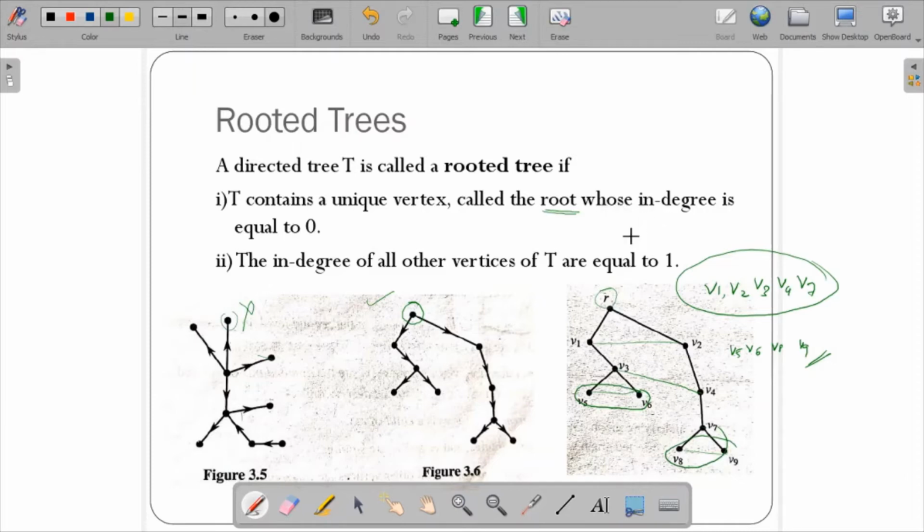Initially, we take one vertex as the root. You can see v5, v6, v8, v9 are leaves and all other vertices are internal vertices. This is in the first level, this is in the second level, these are in the third level, and this is in the fourth level. So this is the definition of rooted trees.